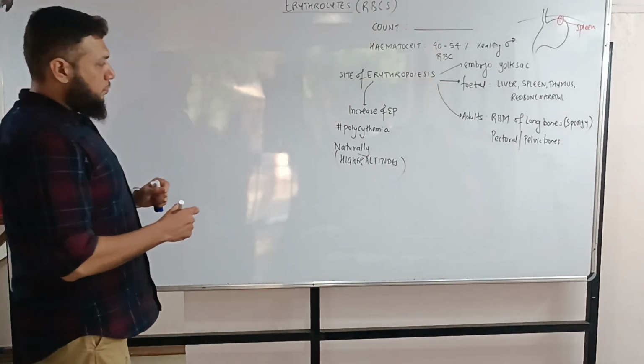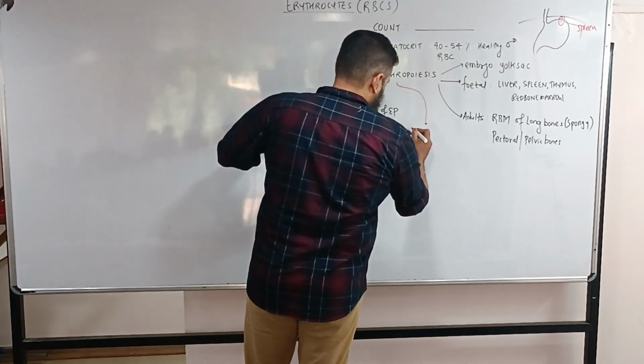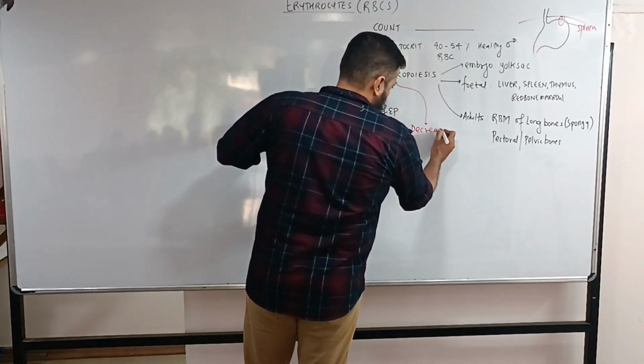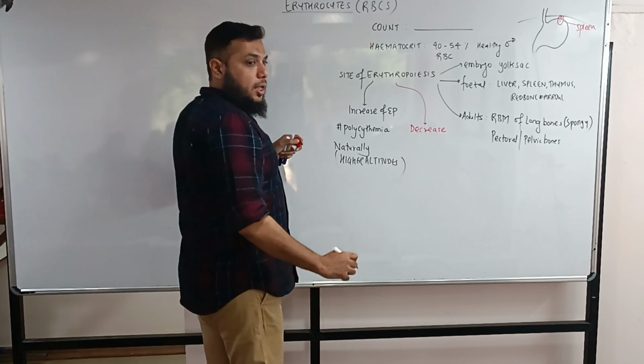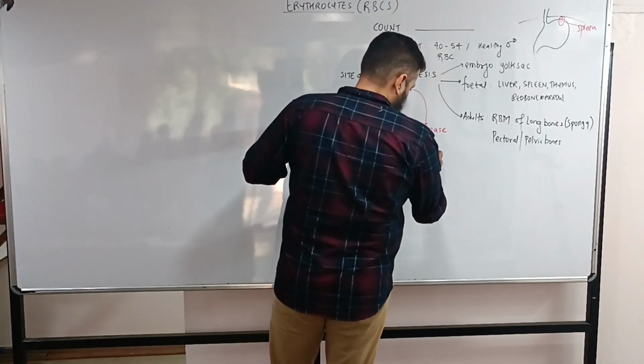Similarly, kids, there can be a simultaneous decrease also, which is called erythrocytopenia. What is that called?